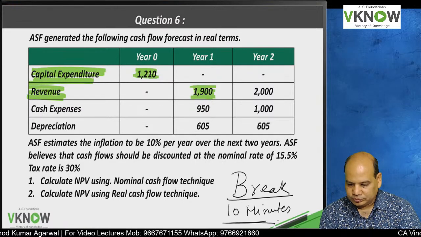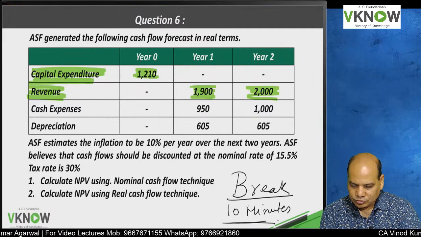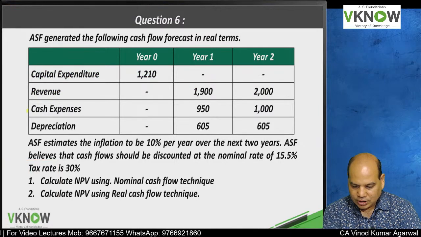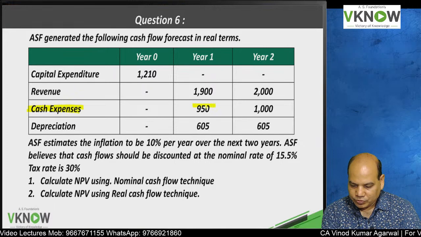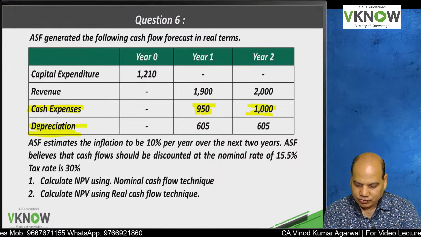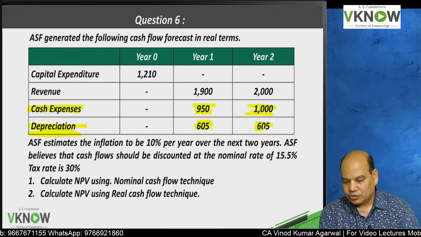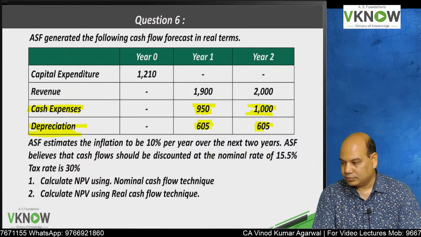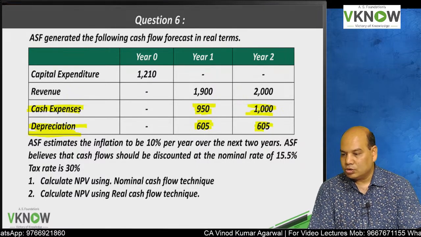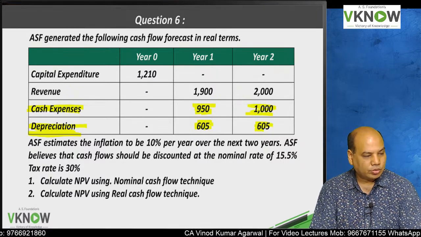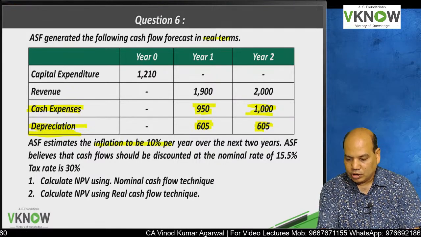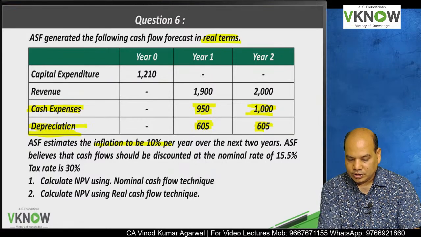Revenue 1900, 2000, then cash expense 950, 1000, depreciation 605, 605. ASF estimates the inflation to be 10% per year over the next 2 years. These all cash flows are in real terms, except the depreciation.